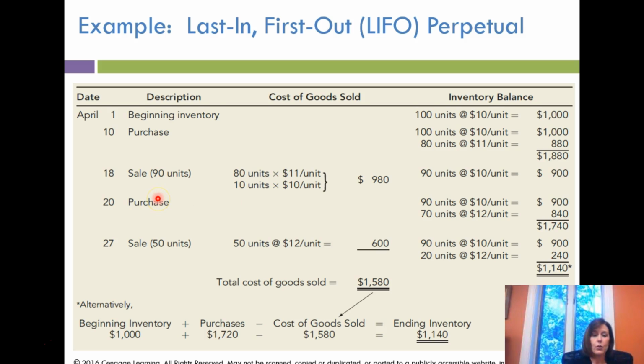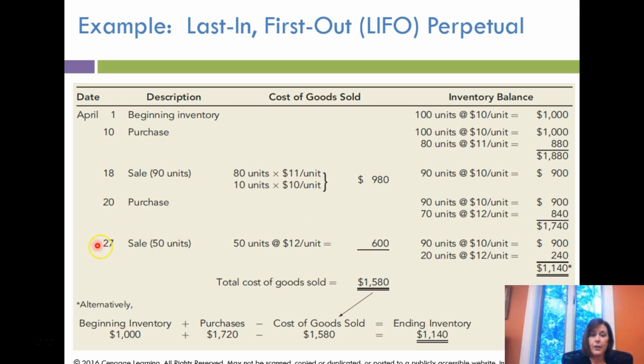Now we get to the 20th of the month and we've purchased some more units. We bought another 70. So our inventory is 90 of the initial beginning balance units plus the 70 units at $12 a unit. So we have a total inventory value at this point of $1,740.